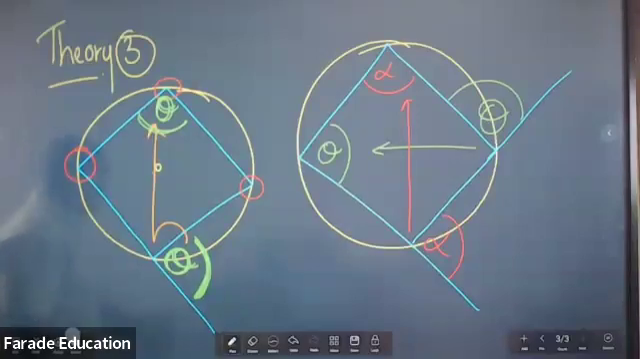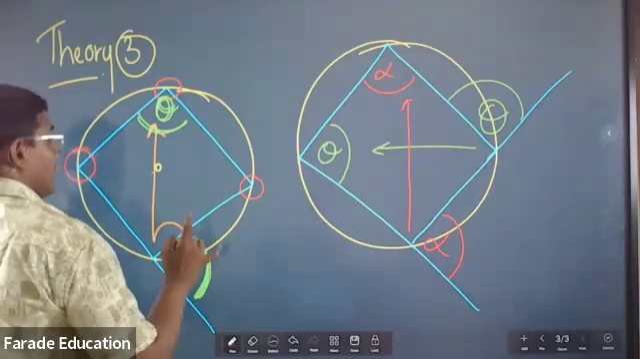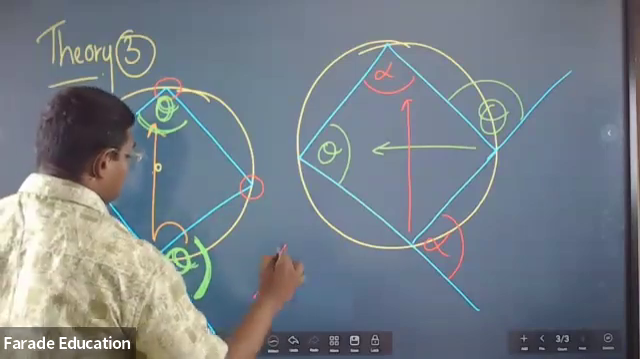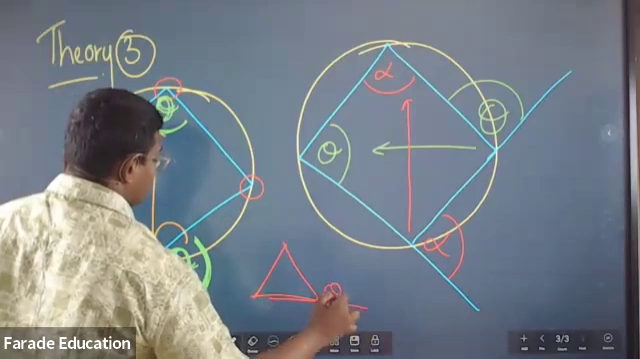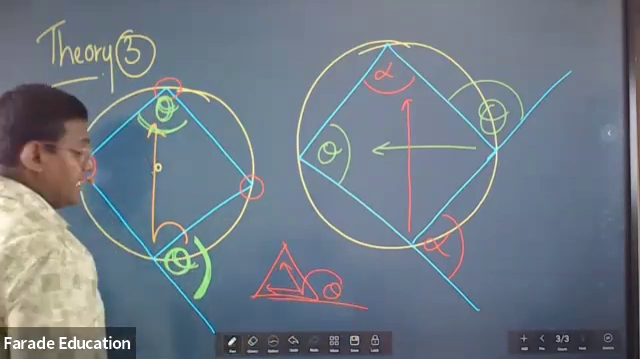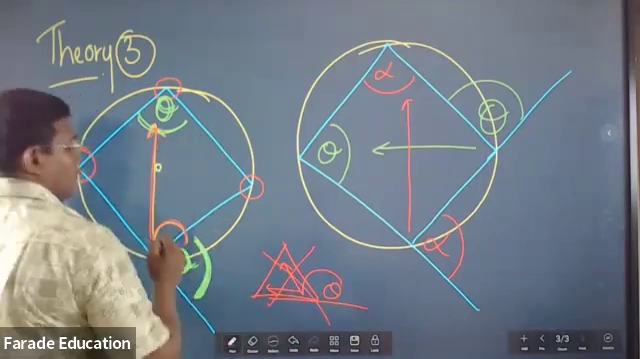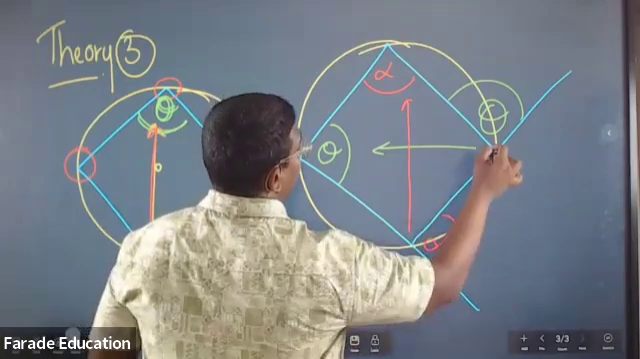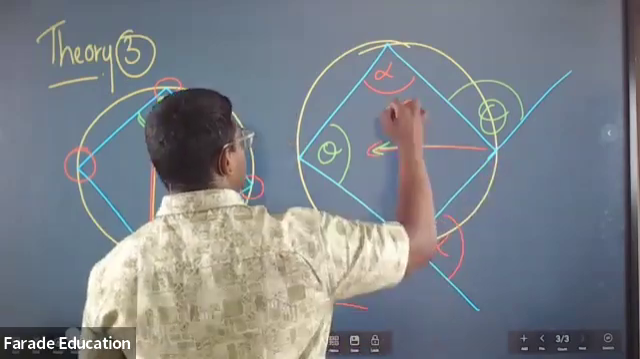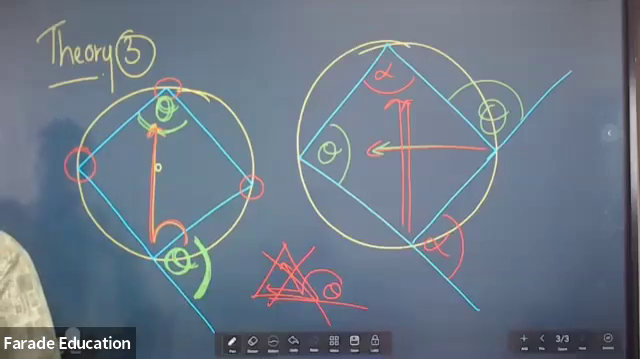Clear? In a cyclic quadrilateral, the external angle is equal to its internal opposite angle. Keep that in mind. In a triangle, you remember, the external angle is equal to the sum of the opposite angles. Here it's not the case. The external angle is equal to the internal opposite angle. Now we'll go for the question.